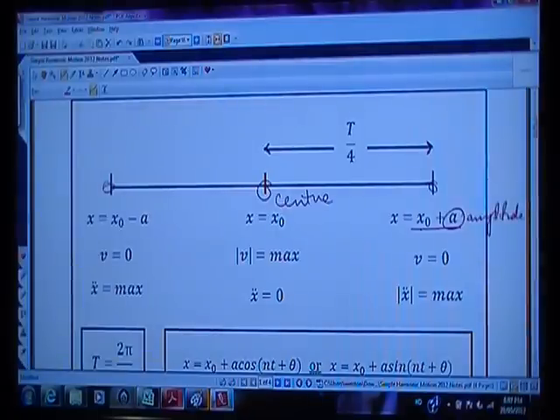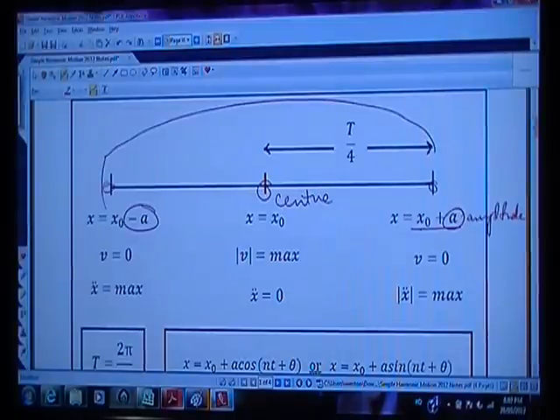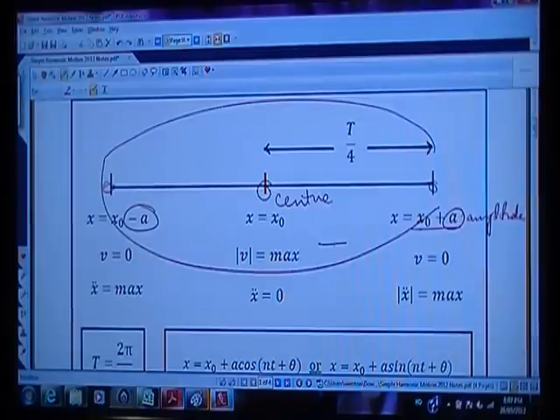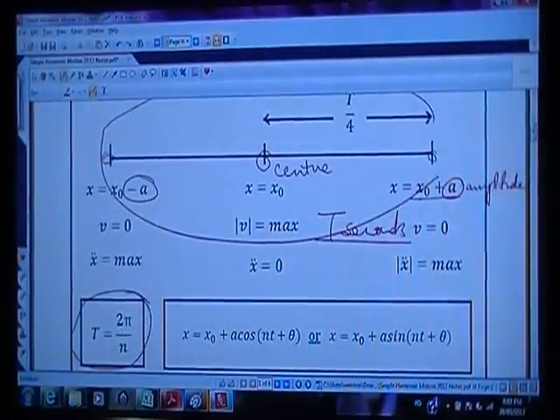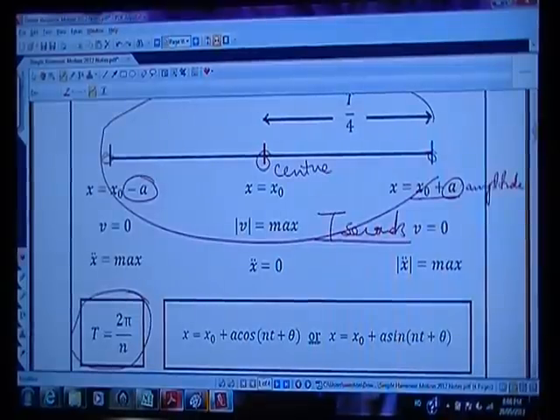Obviously that's how much away it goes from the center, and similarly to the left of it, it goes a units away. How long it takes to go to one endpoint and then back is your T. It takes T seconds, that's your time. We call it your period. And to calculate that period, you've got 2 pi on n.